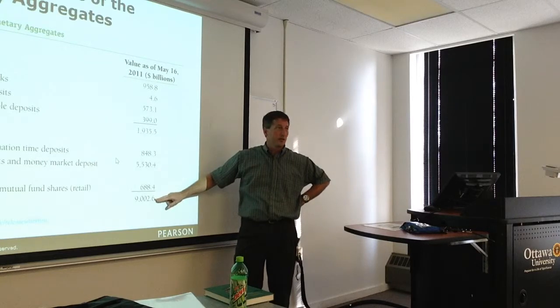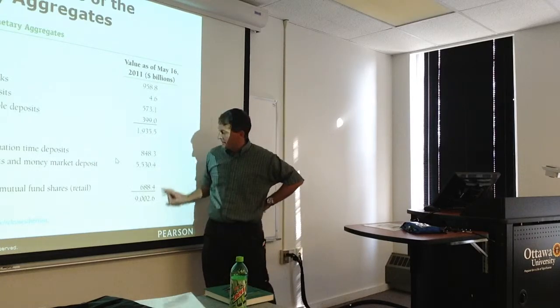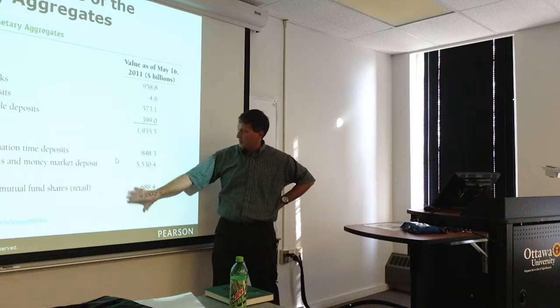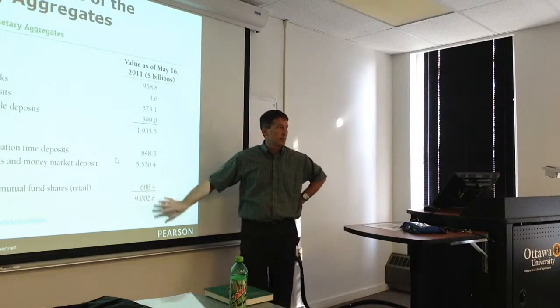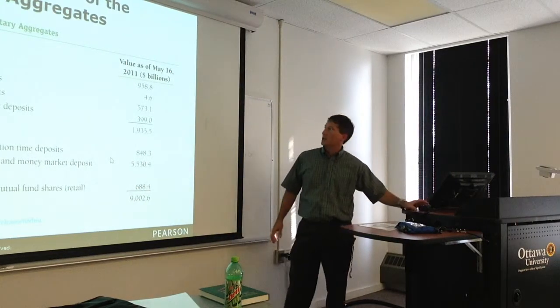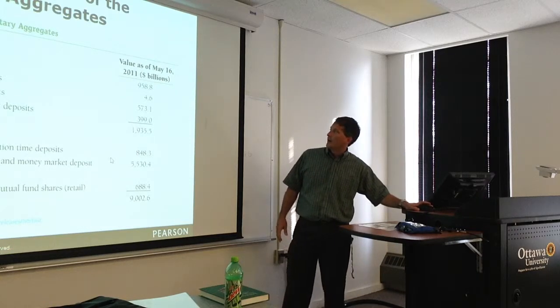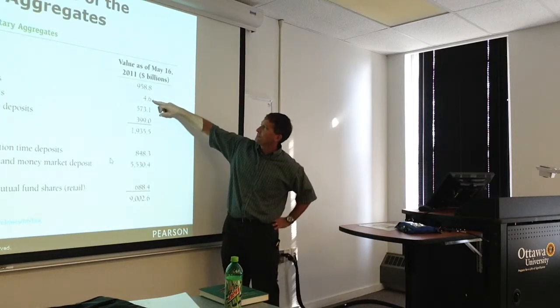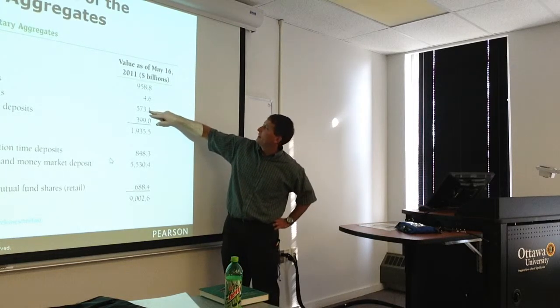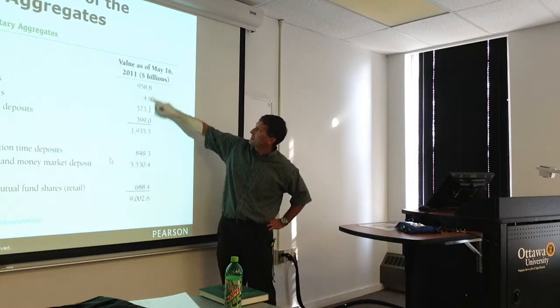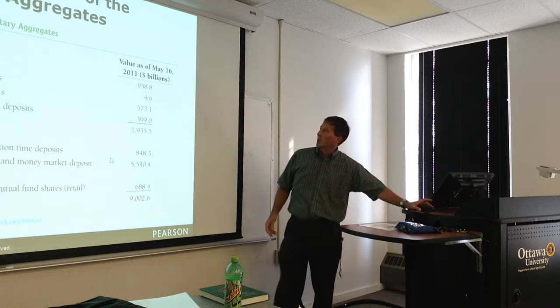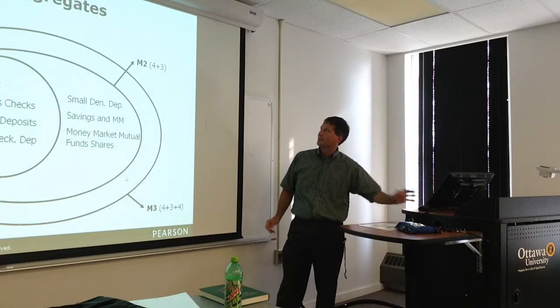$9 trillion. This is the one that the Federal Reserve primarily tracks, M2. So $9 trillion worth of currency floating around. There it is. Okay, so traveler's checks. There's our number of how small that is relative to currency and everything else. So it's almost obsolete.